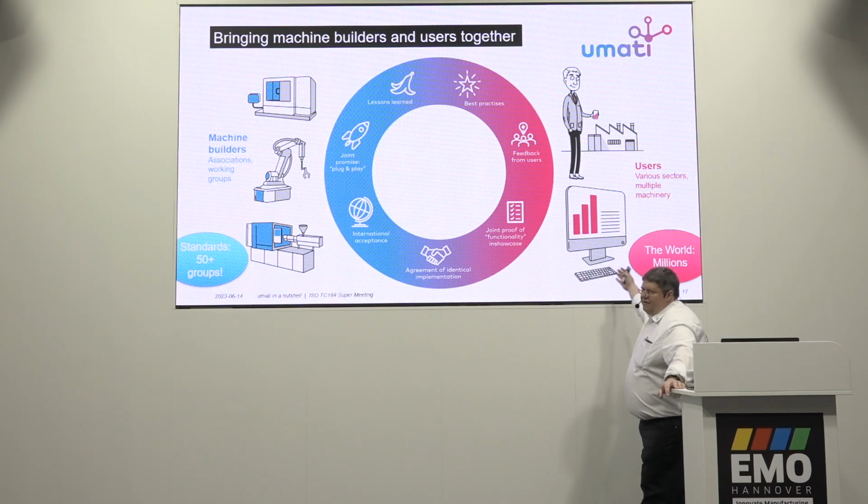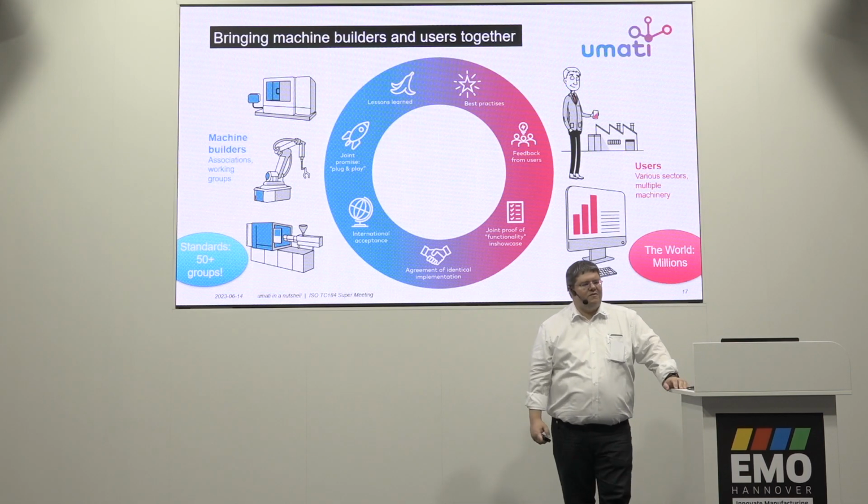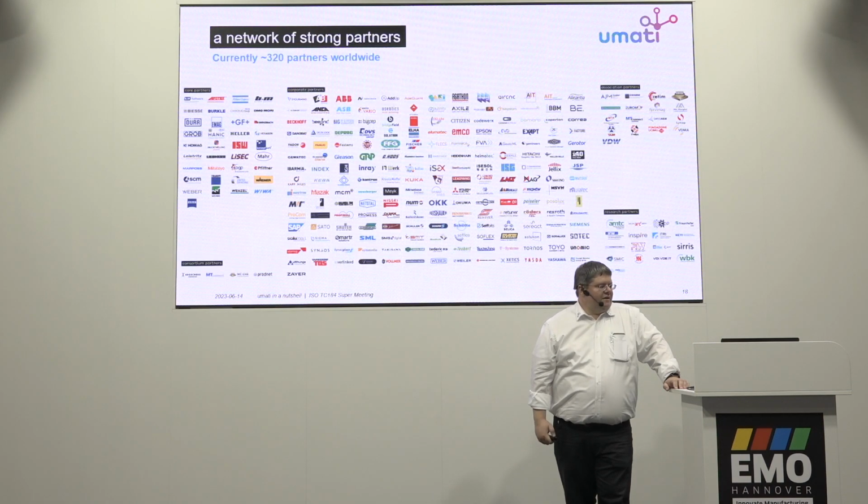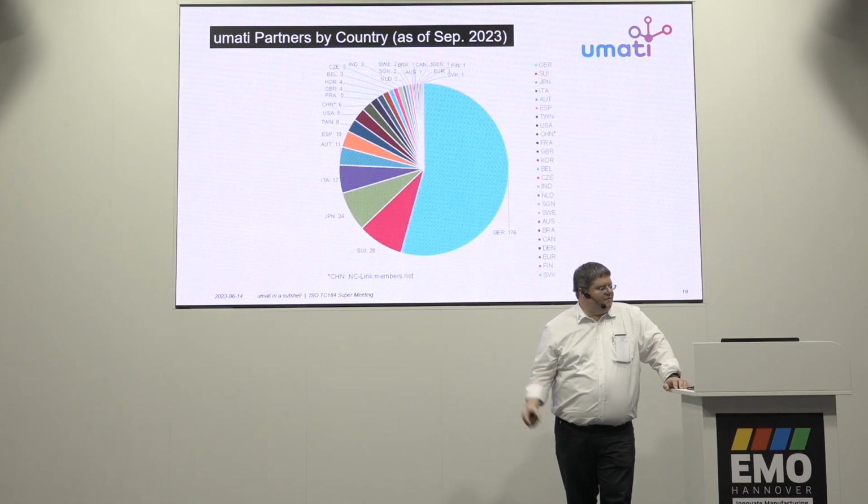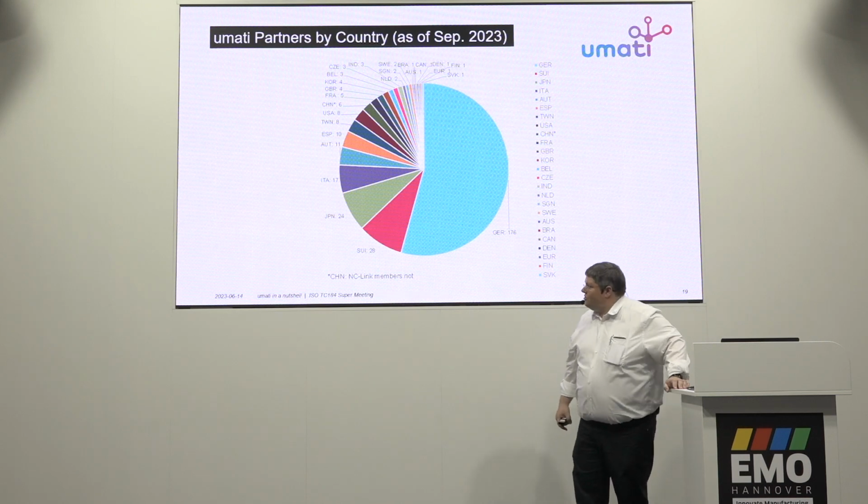With 50 standards, we come to millions of users worldwide with lots of different problems, and at some point we have to bring them to a common table. We have about 320 partners now. We've been working on umati for about 5 years, and the promising thing is that it's still a German show, half of it, but the other half is completely non-German.